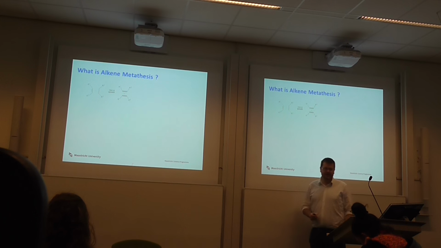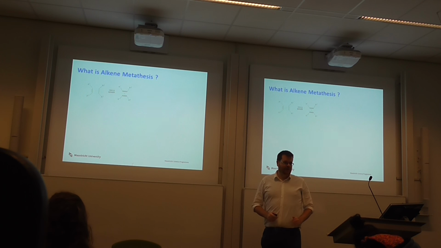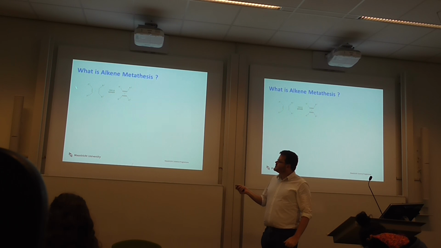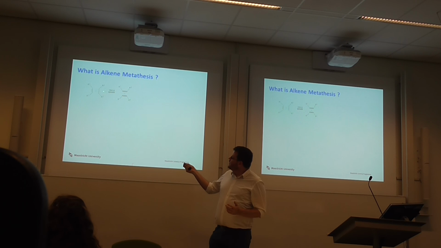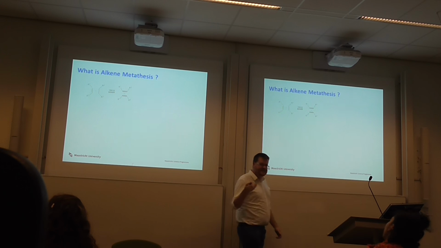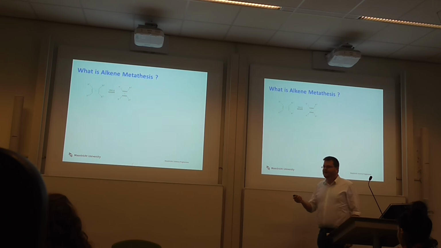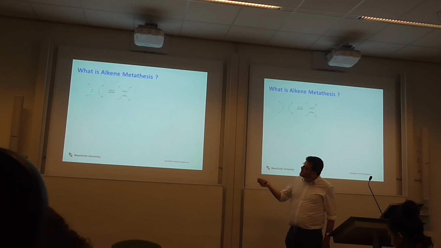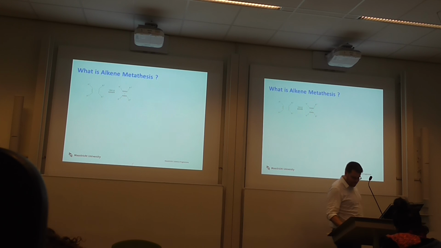A very nice analogy is to imagine being on a dance floor, and this is one dance couple and this is another dance couple. If they stand next to each other and then swap partners, you end up with new alkenes. That's basically what alkene metathesis is: changing of dance partners. That's one dancing couple, that's another, they come together and then they swap out. That's alkene metathesis in a nutshell.